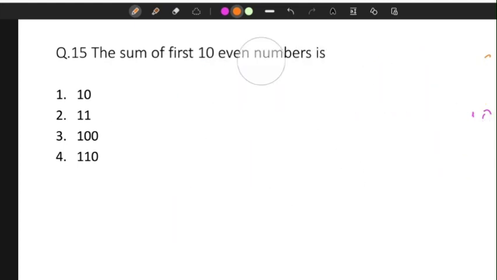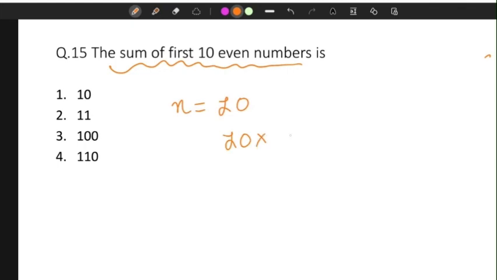So in the given question, they have asked us to find out the summation of the first 10 even numbers. The total numbers are equal to 10. So 10 into the next upcoming number, which is 11. This will be equal to 110. So the summation of the first 10 even numbers is 110. Got it? In this way.